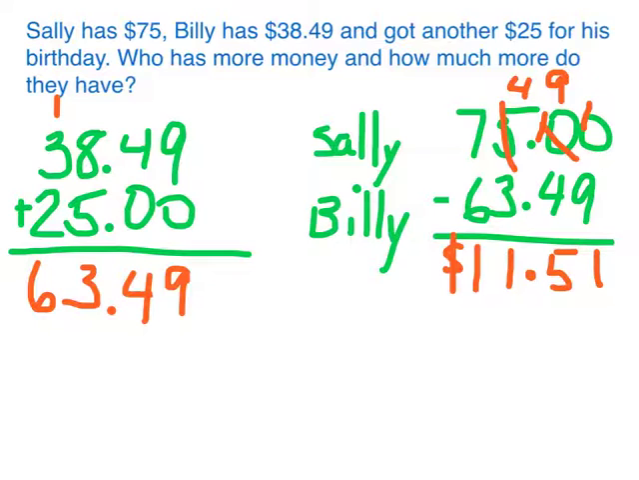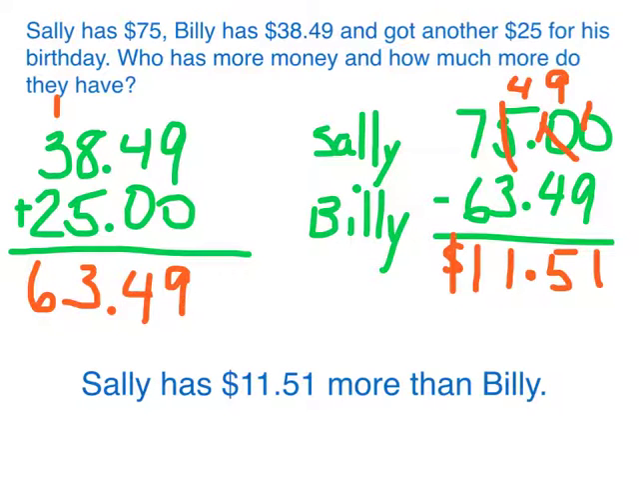Now that I've done that, I haven't quite finished. I have to answer the question with a complete sentence because I've been asked in the word problem as a sentence. So my final answer says, Sally has $11.51 more than Billy.